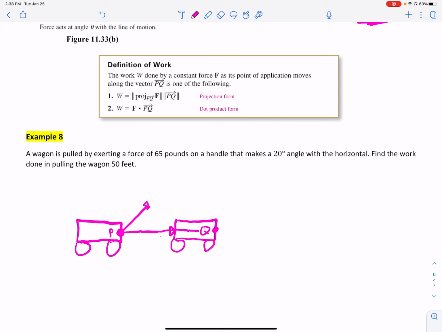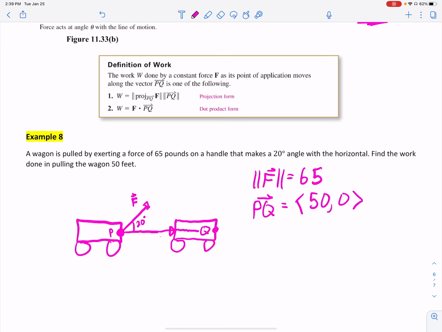Okay, it says a wagon is being pulled by exerting a force of 65 pounds on a handle that makes a 20-degree angle. So 20 degrees, we'll call this F, the force. We do know that the magnitude of said force, that's what they told us, is 65. I also can talk about the vector PQ. It just said it's pulling at 50 feet. So that means it went 50 feet in the x direction and 0 in the y.